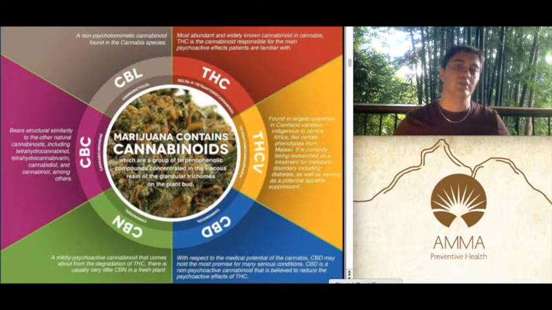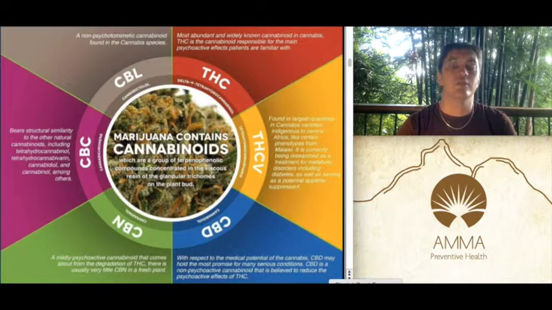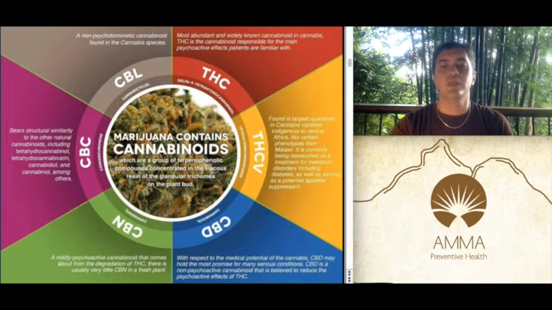So this is a diagram indicating the other major cannabinoids. As I said, there are over 144 discovered so far. But the two main ones that we are concerned with at this stage are THC and CBD. The other cannabinoids will be covered in another part of my lecture series.